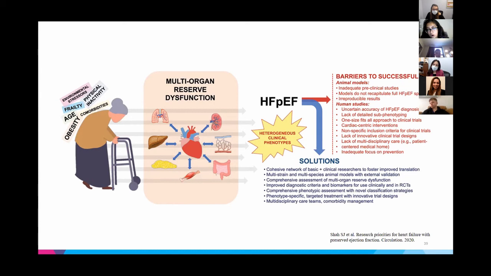So, there are solutions that people are working towards and trying to figure out exactly how best to help patients with HFpEF: designing more phenotype-specific trials, targeted treatments, improving diagnostic criteria, biomarkers. But this is obviously an ongoing and evolving field, and we hope that over the coming years we have more information so that we are able to help our patients with more accuracy.